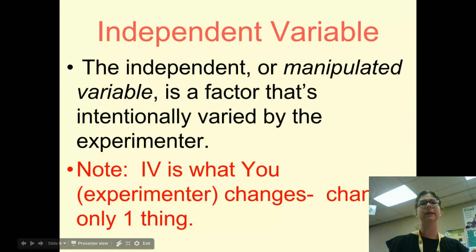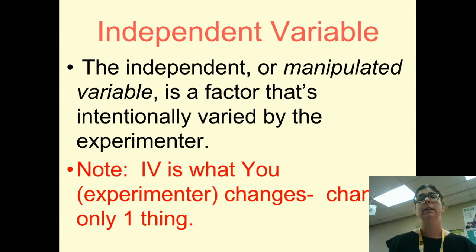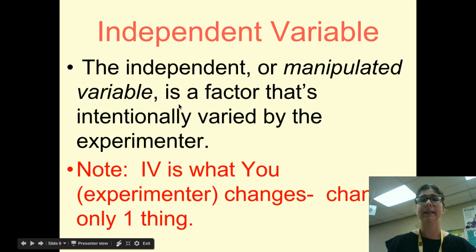So the independent variable is the one that's manipulated. It's a factor that is intentionally varied by the experimenter. The word manipulate means to change. So the IV, the independent variable, is what you, or if you're reading about someone else's experiment, what the experimenter changes. Now the key here is that you can only change one thing, one independent variable.